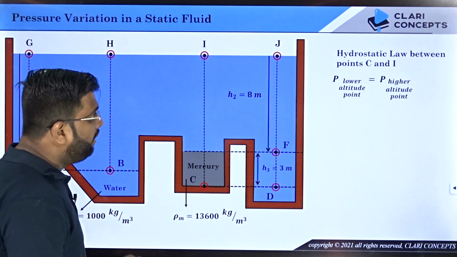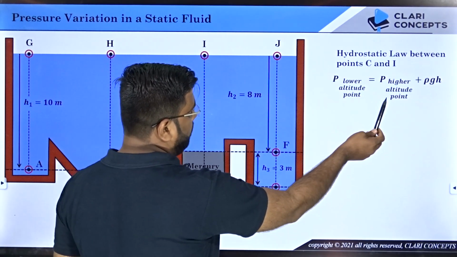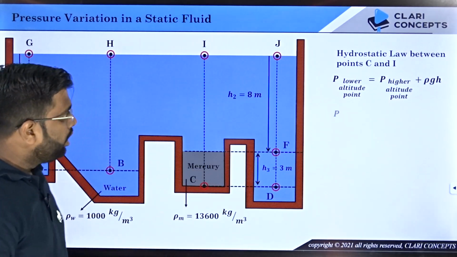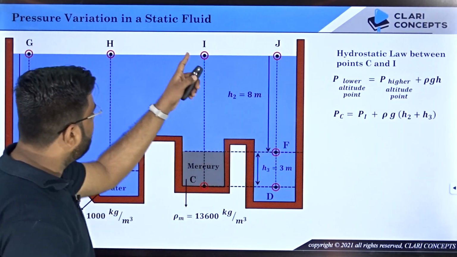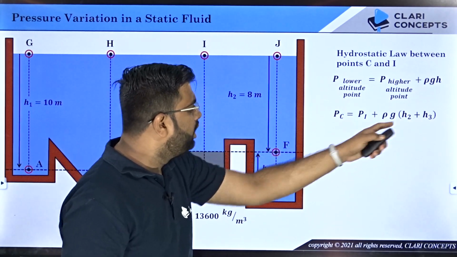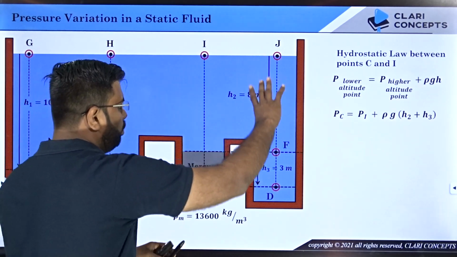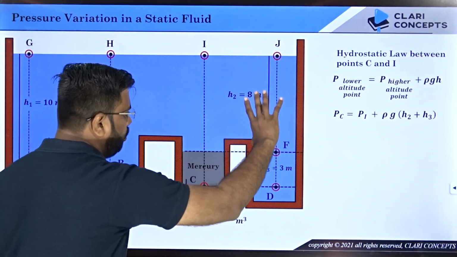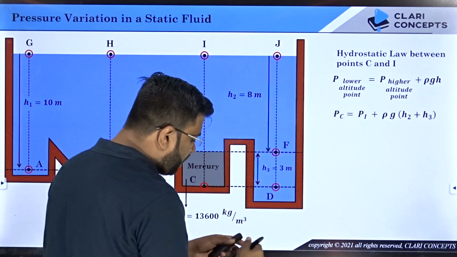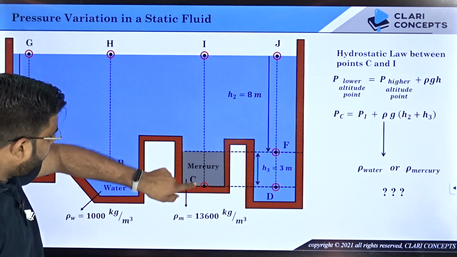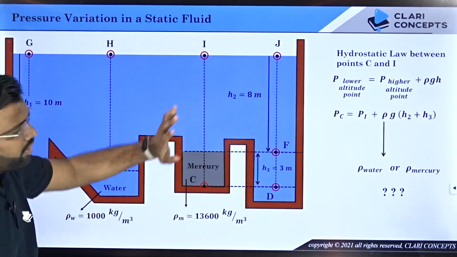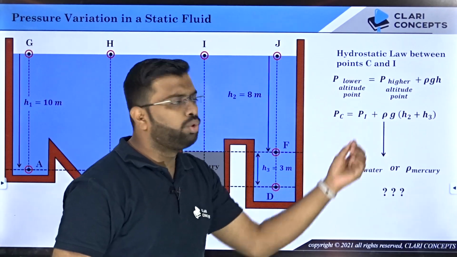I will say pressure at lower point equals pressure at higher point plus rho g h. Now, pressure at lower point is pressure at C, higher point is pressure at I. Now, question is rho g h, what is h? H2 plus H3, right? Total height. Question is, what density will you use? Because in between I and C, you have mercury as well as water. So, which density will you use in this rho?